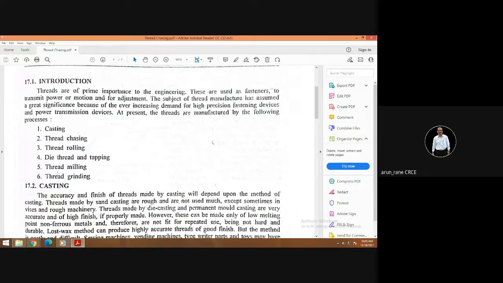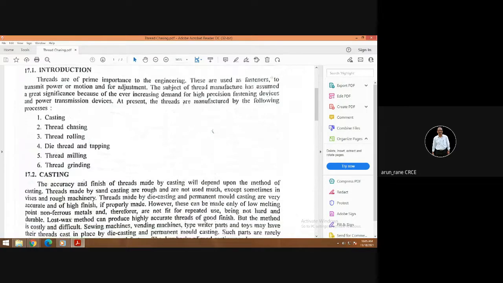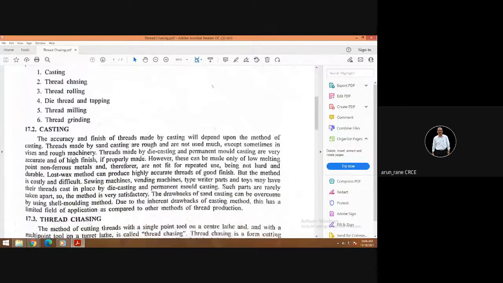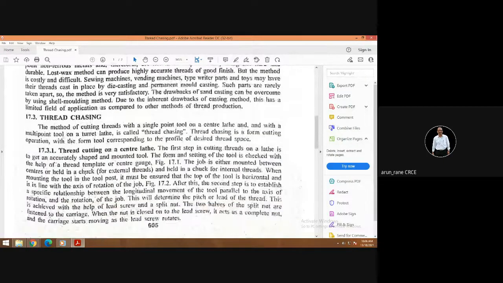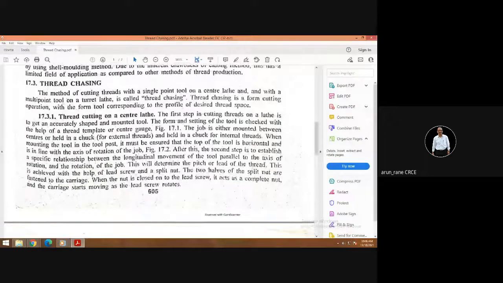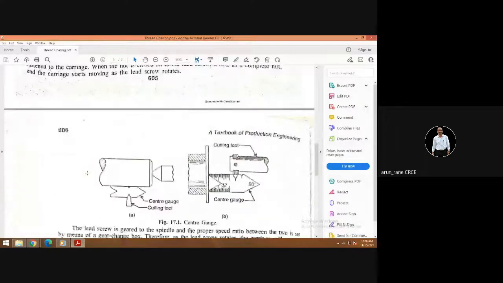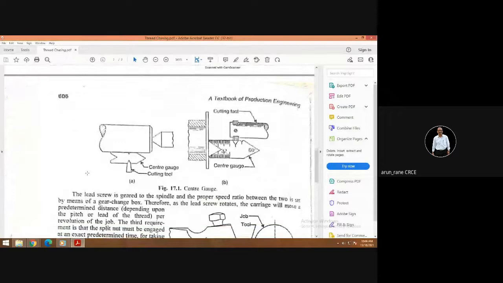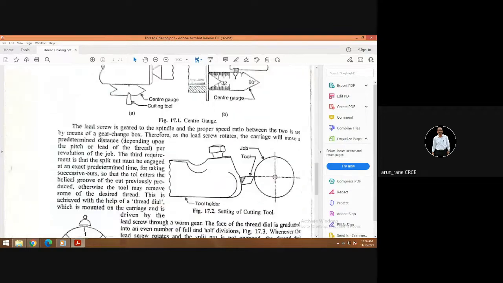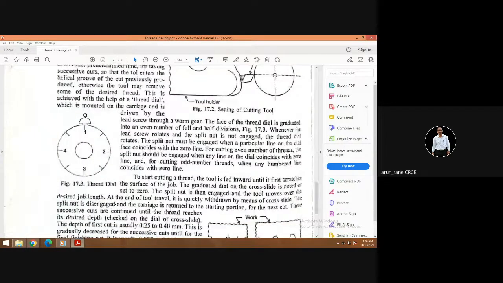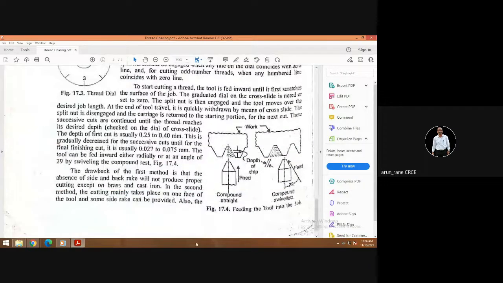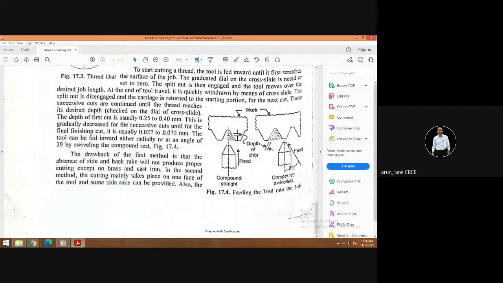Then there is another process called thread milling and thread grinding. These are special processes which are used in mass production. Again, thread grinding is a very costly process, and it is becoming obsolete. We use thread grinding only when you need very high accuracy. So I will touch this in the next class because it's already 6 minutes past.